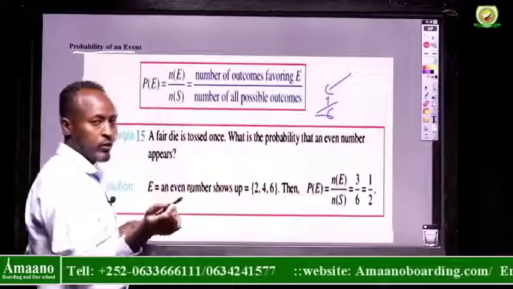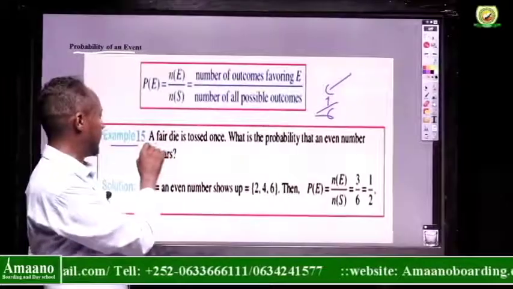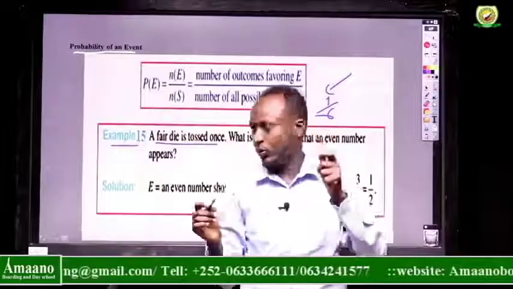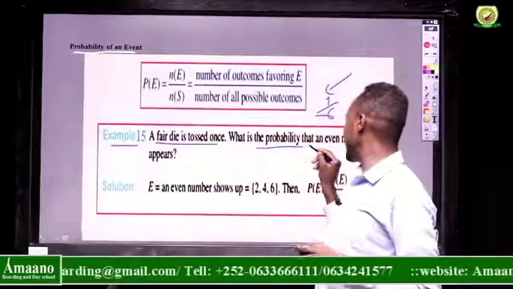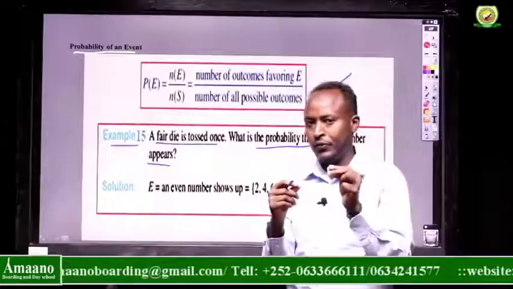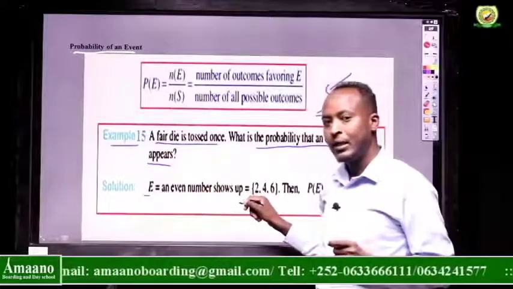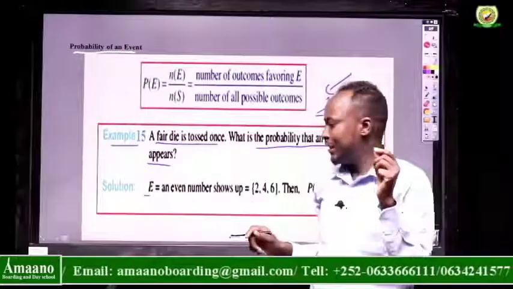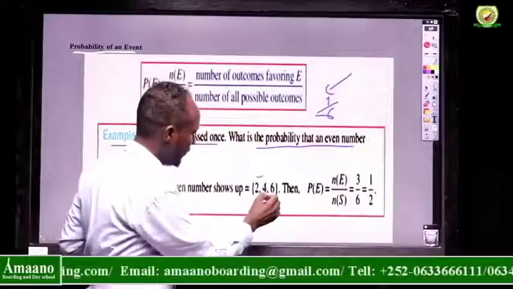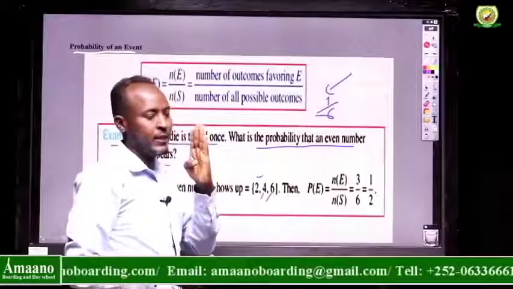Okay, let's continue our examples from the book. This example states that a fair die is tossed once. What is the probability that an even number appears? It means, what is the probability of getting an even number? Therefore, first we should think the event E is an even number. How many even numbers do we have on a die? 2, 4, and 6. Those are even numbers from the faces of a die. And we have 6 faces on the die.